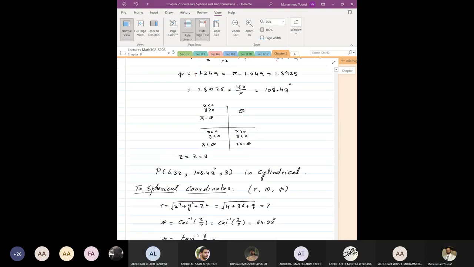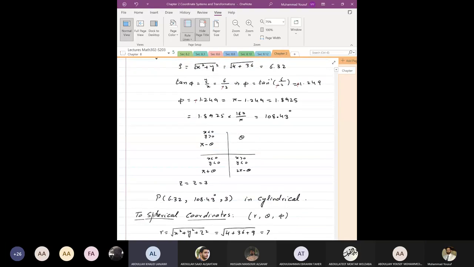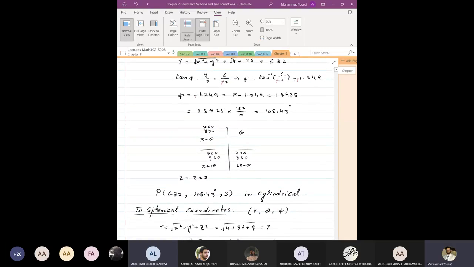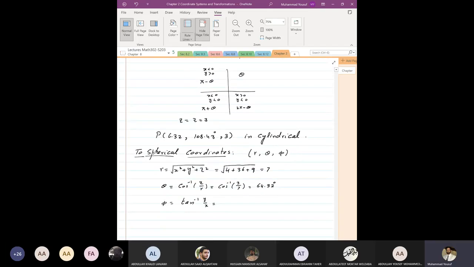For X and Z, we use the same four quadrants. Like if Z is less than 0 and X is bigger than 0, that rule is the same rule that will be applied. That is a rule for any angle theta. Now here R will always be positive.